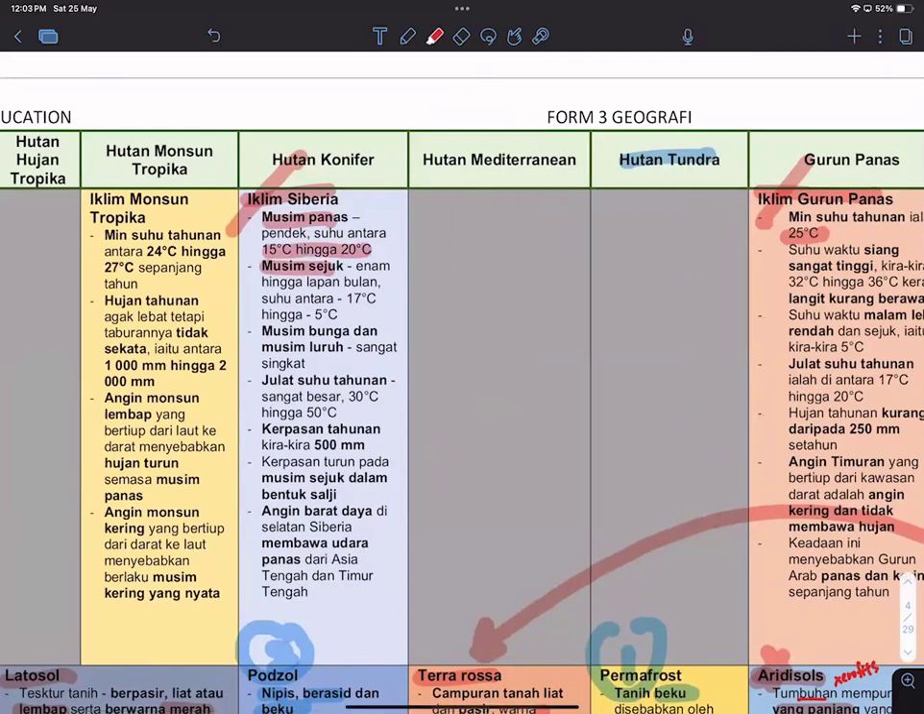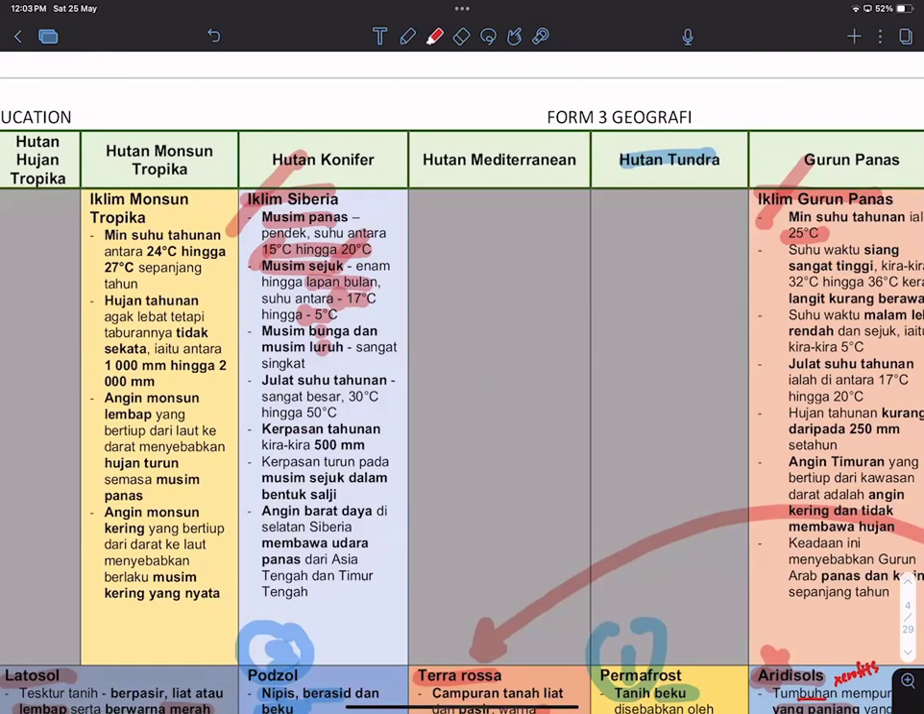So the 0 to 10 is hutan tundra, in iklim tundra. So 10 followed by 15 to 20. So musim sejuk is -17, -5 for the conifer. So other than musim panas, musim sejuk, do we have to memorize for the musim bunga and luruh? No need. Just remember, hutan conifer, they have the musim sejuk yang panjang, 8 months.